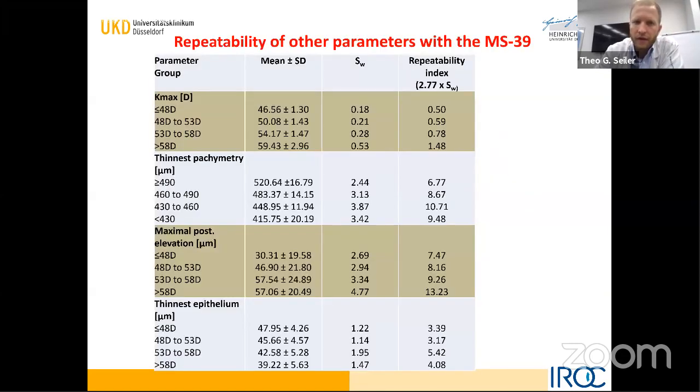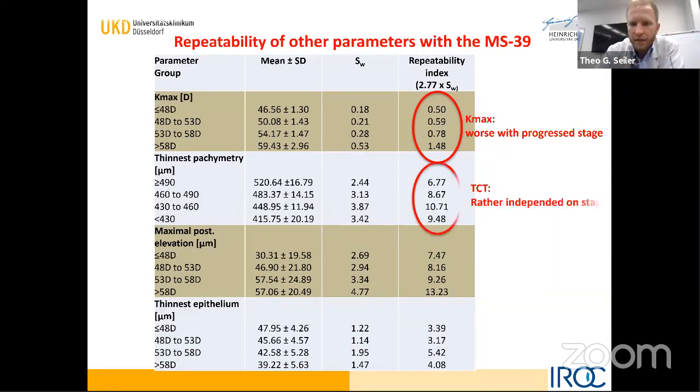However, we also had a look at other parameters regarding repeatability. If we now subdivide that cohort into mild, moderate, and severe keratoconus, we can see that Kmax is strongly dependent on the state and severity of the keratoconus. However, the thinnest pachymetry itself, since it's an OCT-based measurement, is not that dependent. So here we have a rather independent parameter. For mild keratoconus, we are in the range of 7 microns of difference in order to determine a progression. And if we go to the very severe cases with a corneal pachymetry thinner than 430 microns, it's only up to 10 microns, which is relevant in order to determine a significant progression.